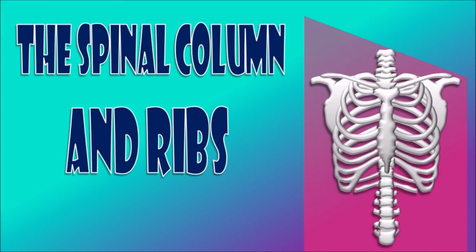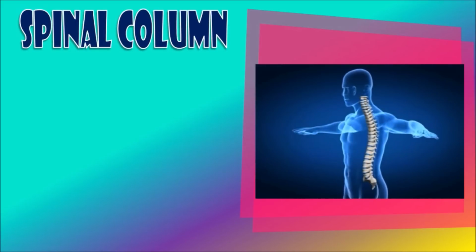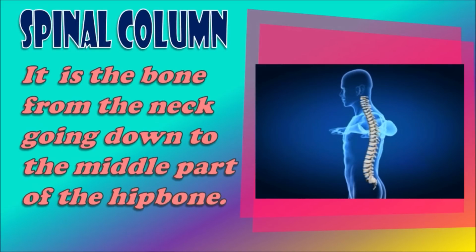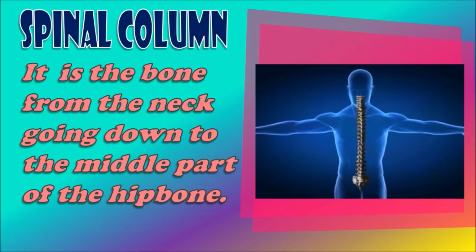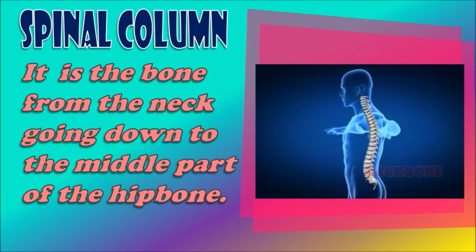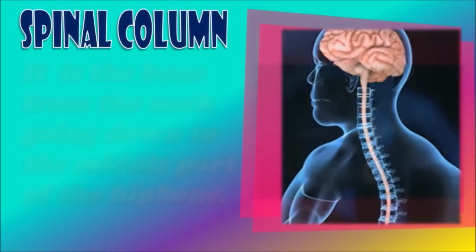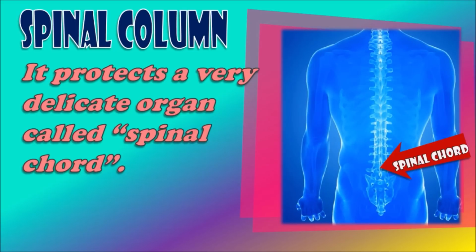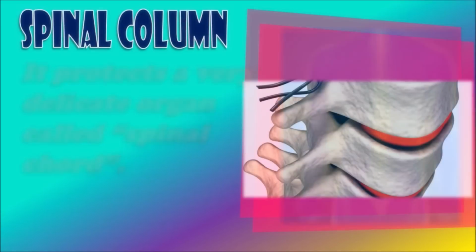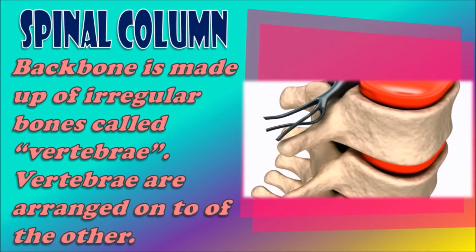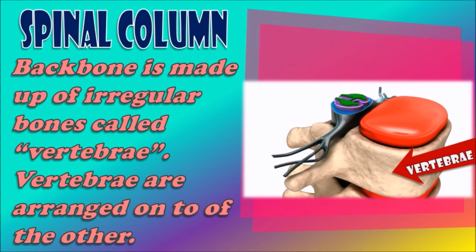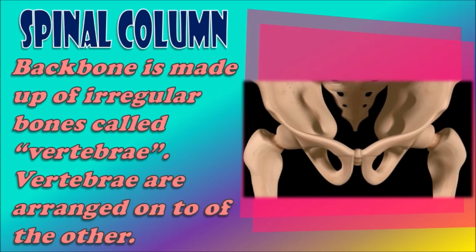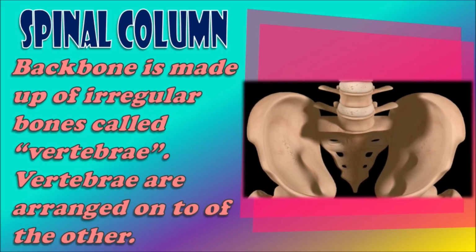Let's go to the spinal column and ribs. The bones at your back from the neck going down to the middle part of the hip bone are called the backbone or spinal column. The spinal column protects a very delicate organ called the spinal cord. The backbone is made up of irregular bones called vertebrae. Vertebrae are arranged on top of each other and move over each other slightly.